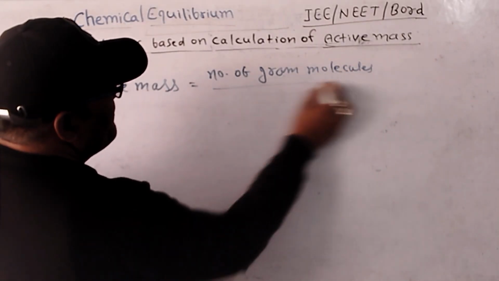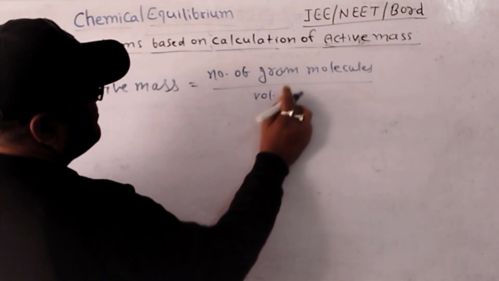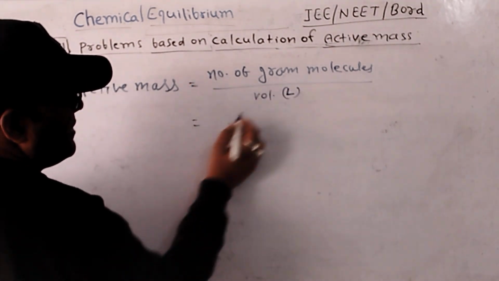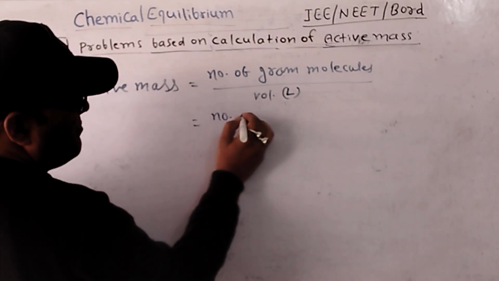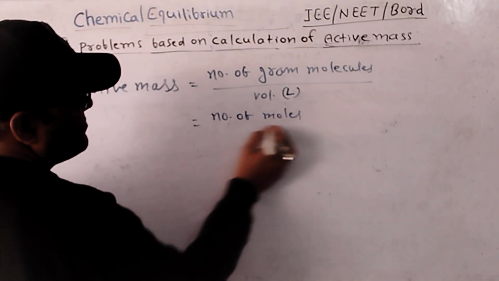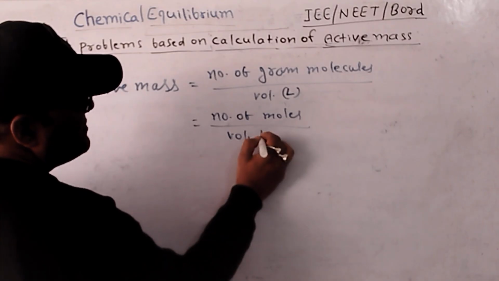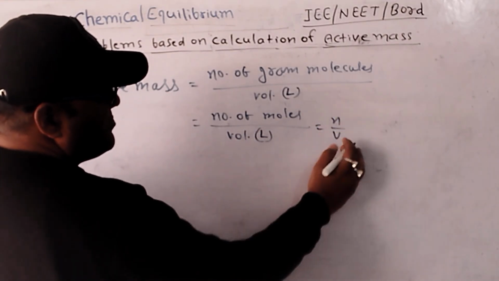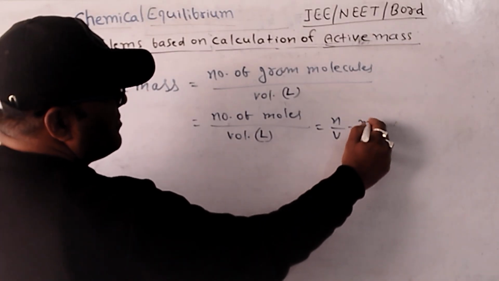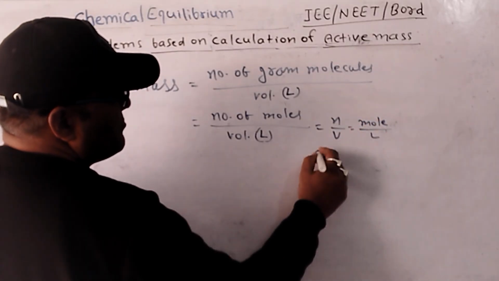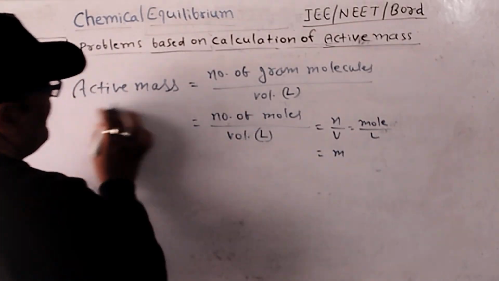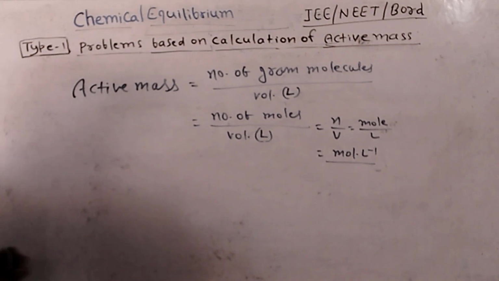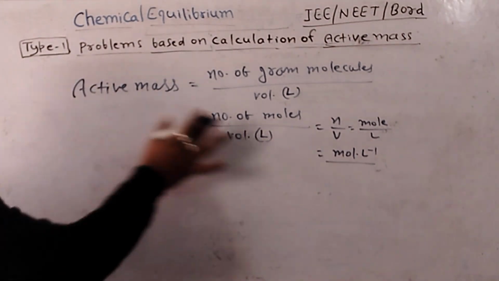molecules divided by volume of vessel in liter, or in terms of moles, number of moles of gases divided by volume of vessel in liter, equal to N by V, number of moles per unit volume. The unit is mole per liter. So finally the unit of active mass is mole per liter. Active mass is expressed in mole per liter.